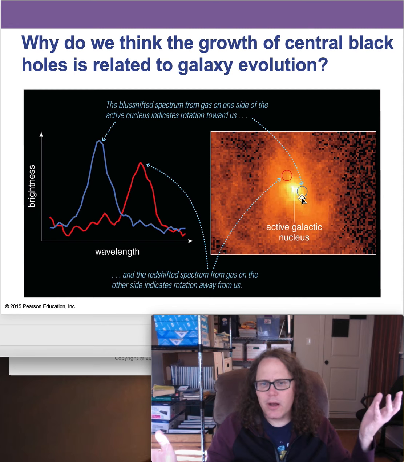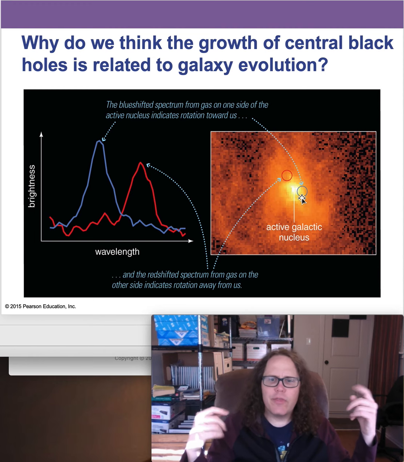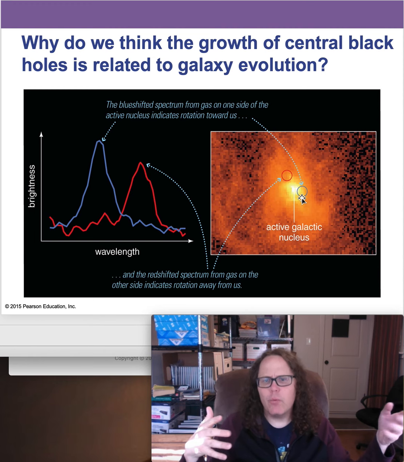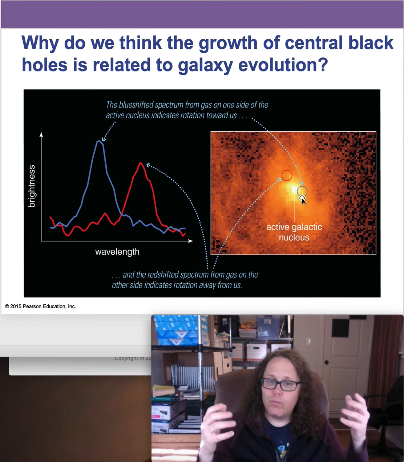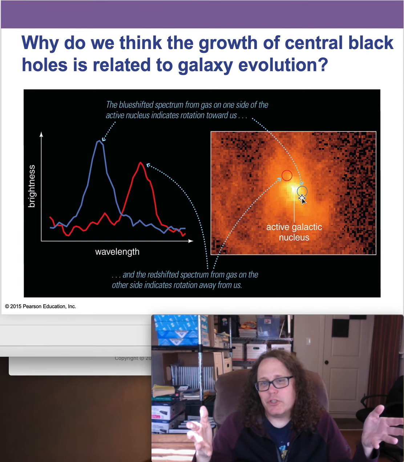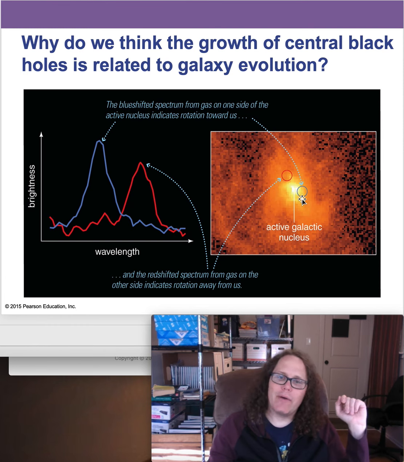Remember, you determine an object's mass by watching other things orbit it. With Sagittarius A star, we can watch stars orbit it. With nearby galaxies like Andromeda, we can watch stars orbit it. With quasars, they're usually too far away. We can't see individual stars. What we can see is the gas that's going around it.